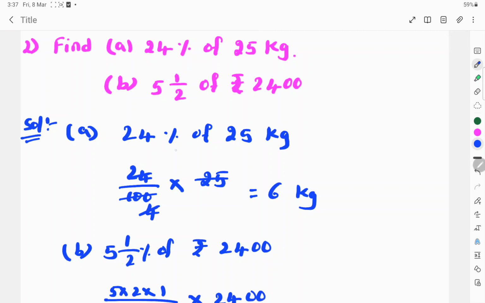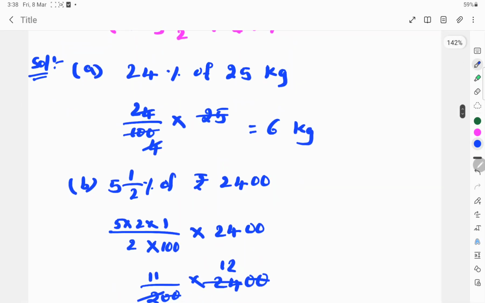24% of 25 kgs. Here, 24%. Percent means 100. So 24 by 100 into 25. Here 25 cancels in 100, 4 times, and also 4 cancels in 24, 6 times. So 24% of 25 kgs is 6 kgs.